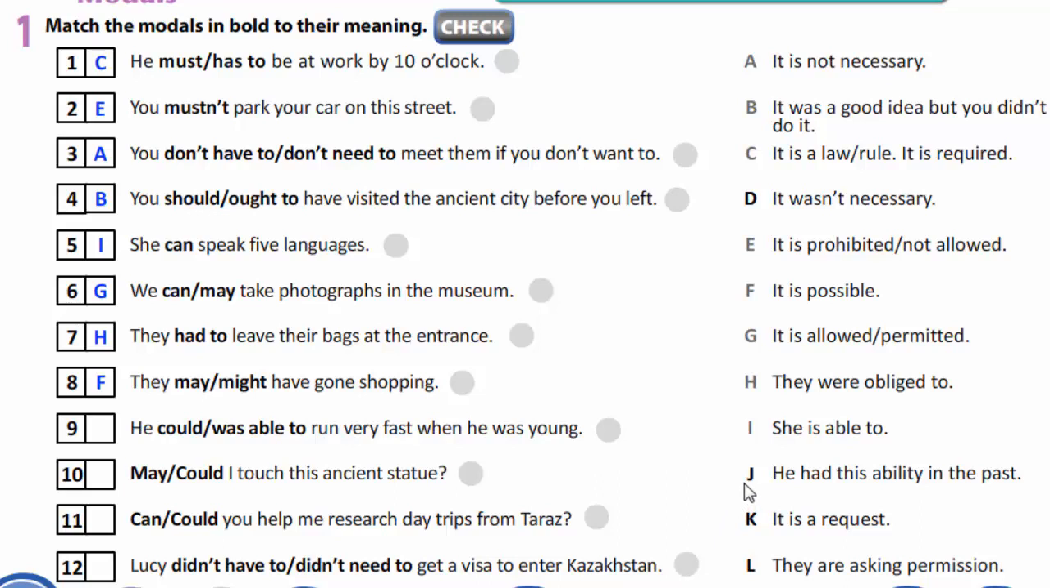Number 9. He was able to run very fast when he was young. It's J. He had this ability in the past. Number 10. Could I touch this ancient statue? It's L. They are asking permission. The 11th. Could you help me research day trips from Taraz? It's K. It is a request. And the last. Lucy didn't have to or didn't need to get a visa to enter Kazakhstan. It's D. It wasn't necessary.